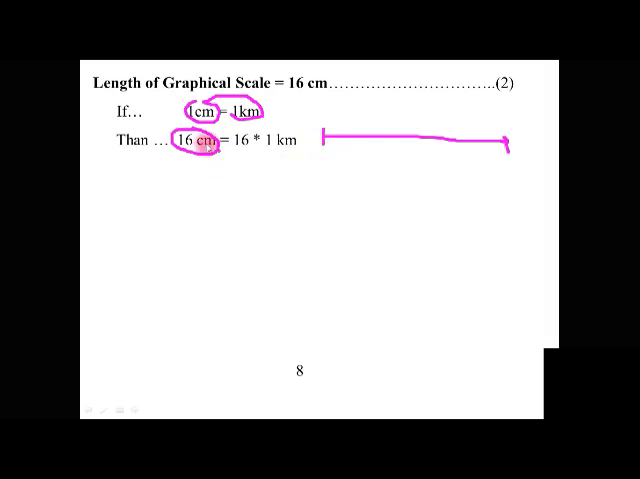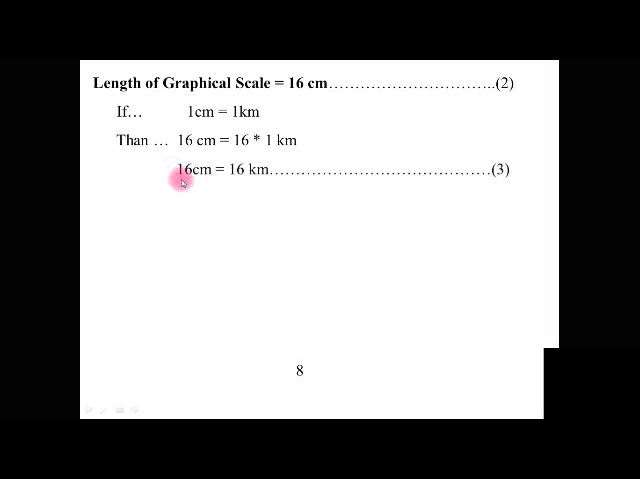To find it out, we have to multiply 16 by 1. So the answer is nothing but 16 centimeter is equal to 16 kilometer. So now, what is 16 kilometer? 16 kilometer is the distance on the ground with respect to the length of the graphical scale, that is 16.